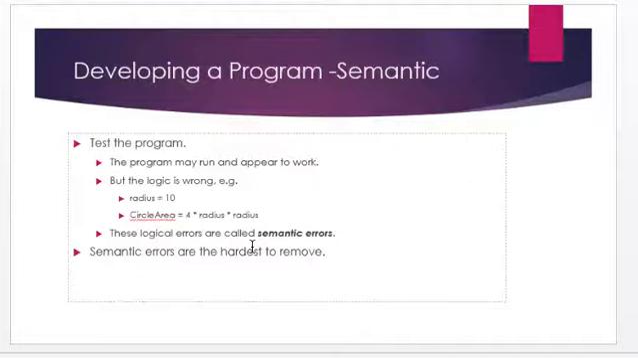You know that the circle area is pi r squared. So ideally, you're supposed to define what pi is, or give it as 3.142, and then multiply it by radius squared. That would be right. So this is an example of a semantic error, and they're very difficult to remove.